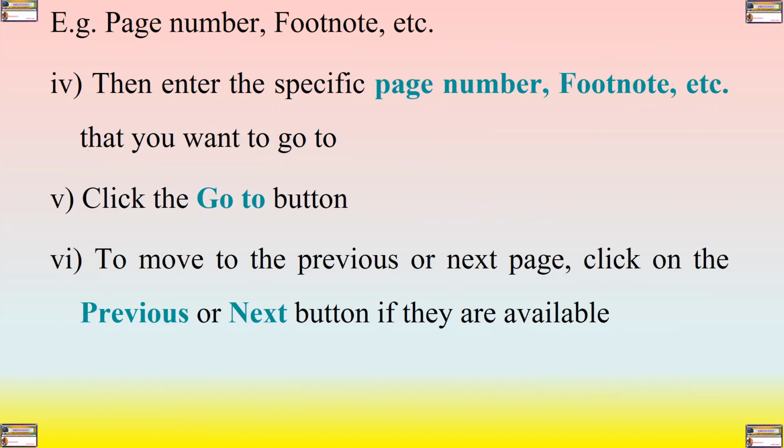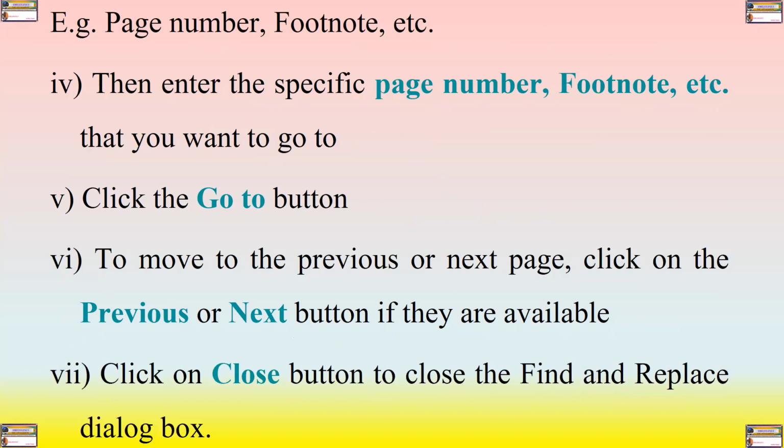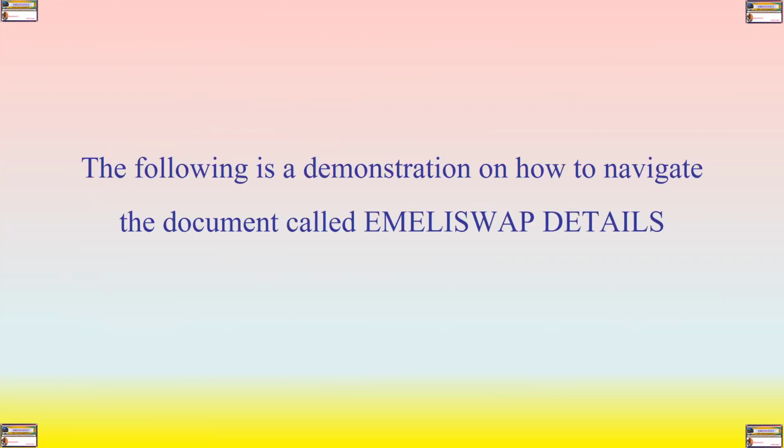After that, move to the previous or next page. If you want to go to the previous or next page, click on the Previous or Next button if they are available. You can also click on the Close button to close the Find and Replace dialog box. The following is a demonstration on how to navigate the document that we have called MNSWAP ICT Live Skills.